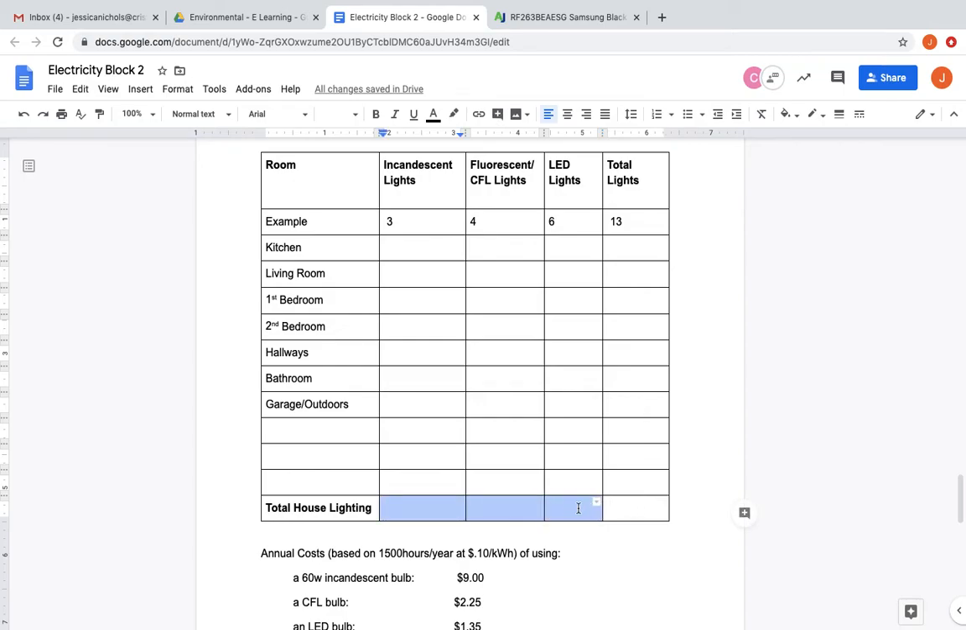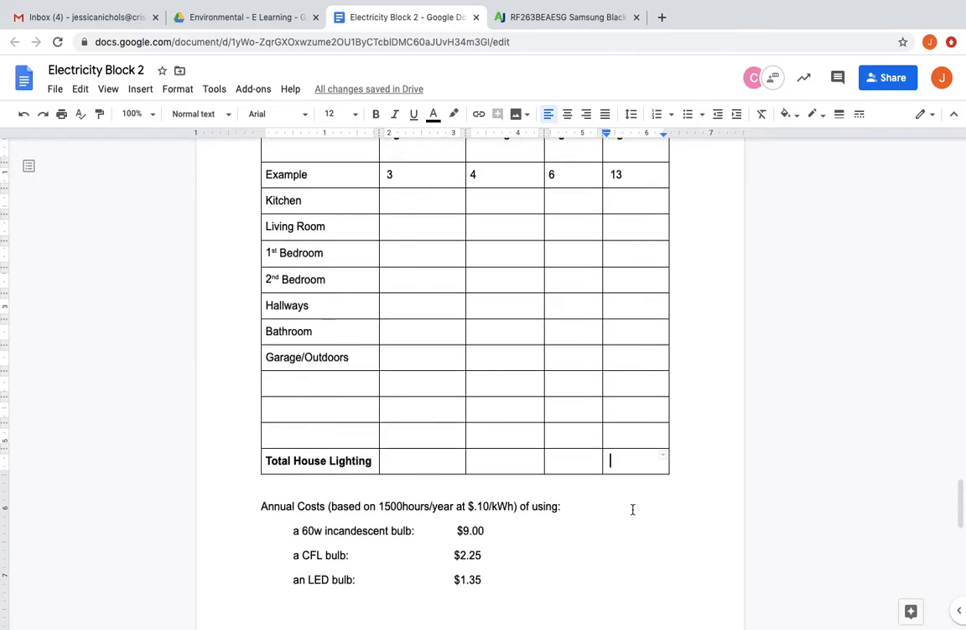Okay, so these numbers in this column should add up to this total, and these numbers in this column should also add up to that same total. So you shouldn't have any issues with that. And so you can just double check your math, okay?